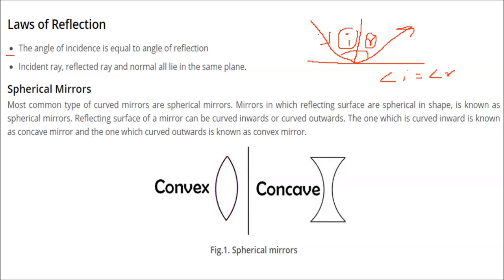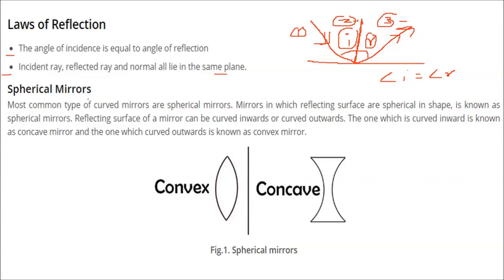Second, the incident ray, the reflected ray, and the normal to this plane all lie on the same plane. So these are the laws of reflection.